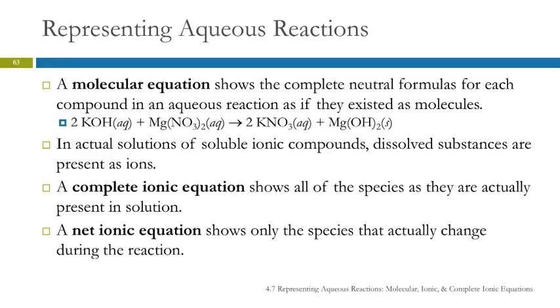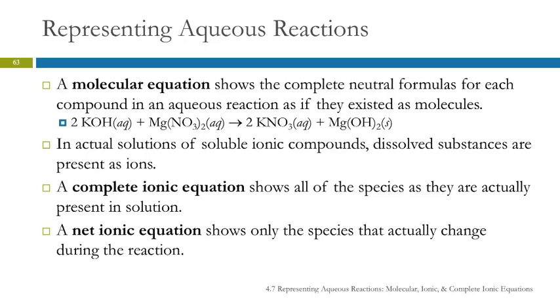Okay, representing aqueous reactions. So there are different ways to represent reactions. The molecular equation is what we typically think of as a chemical equation. It's going to show all of the reactants and products as neutral molecules. So here we have potassium hydroxide reacting with magnesium nitrate to form potassium nitrate and magnesium hydroxide. So this is representing the compounds as if they existed as molecules.